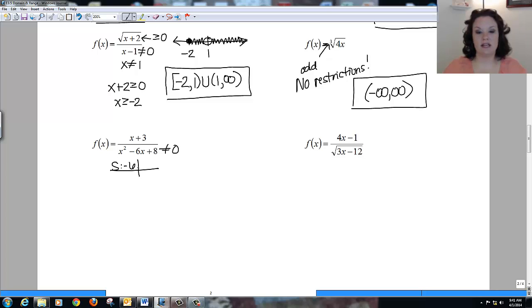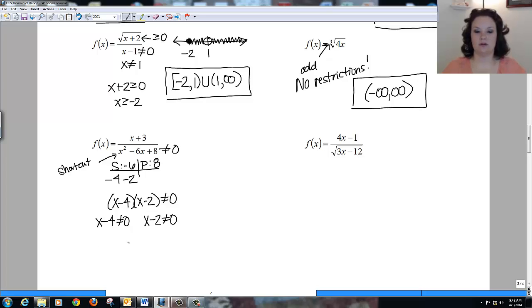Here I would have a sum of -6 and a product of 8. So to multiply to get 8 and combine to get -6, I would use -4 and -2. And since my leading coefficient is a 1, I can use the shortcut. Anytime the leading coefficient is a 1, the numbers I find in my chart are my factors. So this means x minus 4 times x minus 2 cannot equal 0. And then I just solve each one. So x minus 4 can't be 0, x minus 2 can't be 0, which means that x cannot equal positive 4 and x cannot equal positive 2.